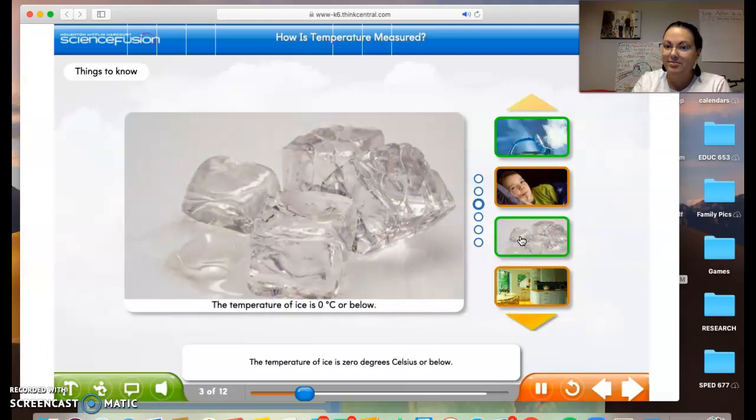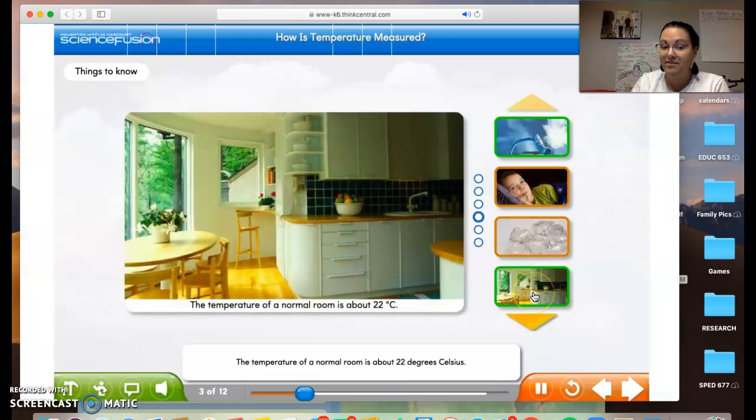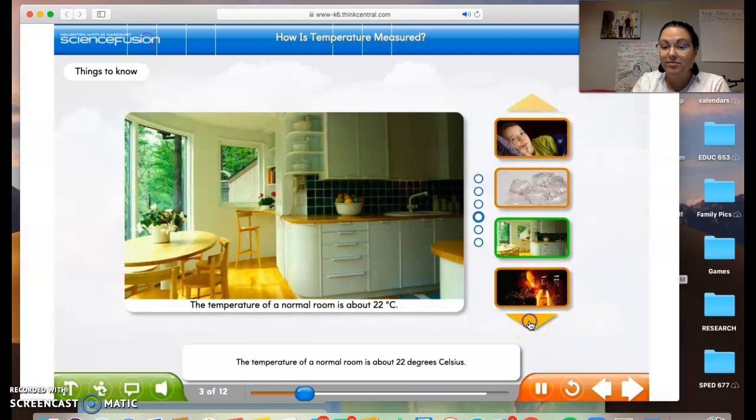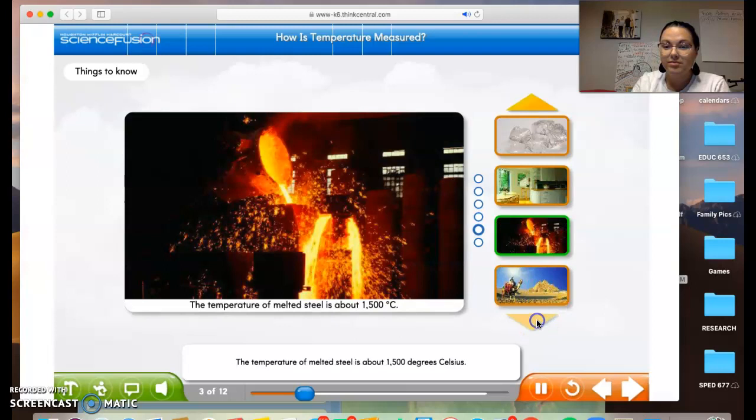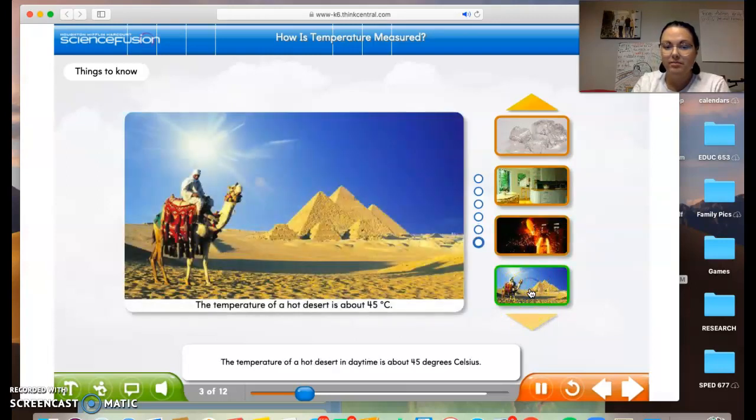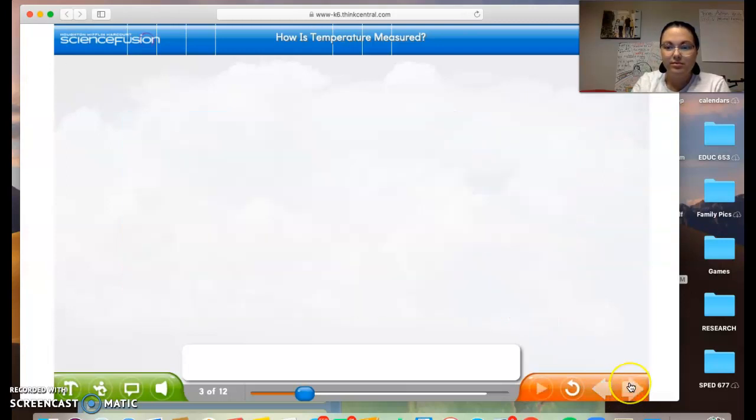The temperature of ice is 0 degrees Celsius or below. The temperature of a normal room is about 22 degrees Celsius. The temperature of melted steel is about 1,500 degrees Celsius. That's hot. The temperature of a hot desert in daytime is about 45 degrees Celsius.